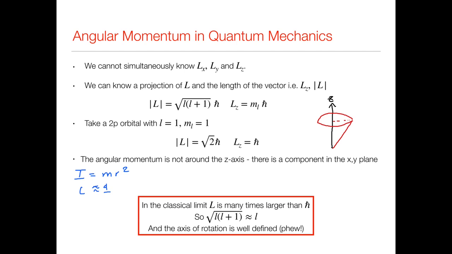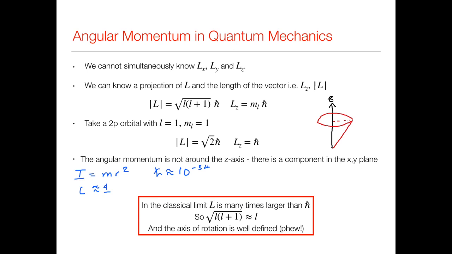What is h bar? H bar is of the order of 10 to the minus 34. So macroscopic angular momentum is a huge number of h bar. If you spin your desk chair, it might be of the order of 10 to the 34 lots of h bar. So L is really, really big.